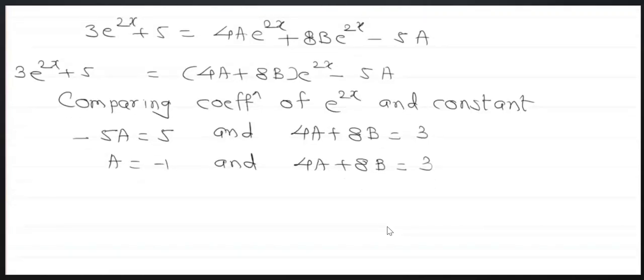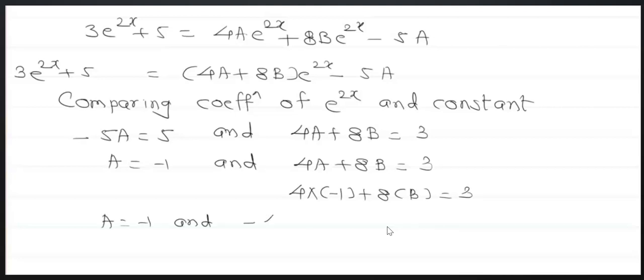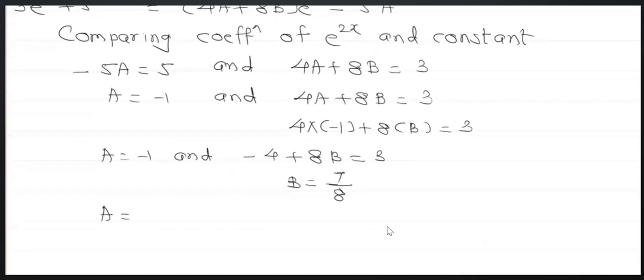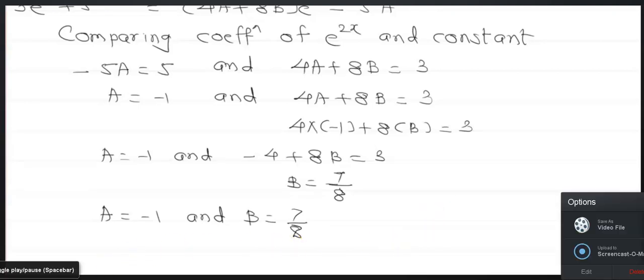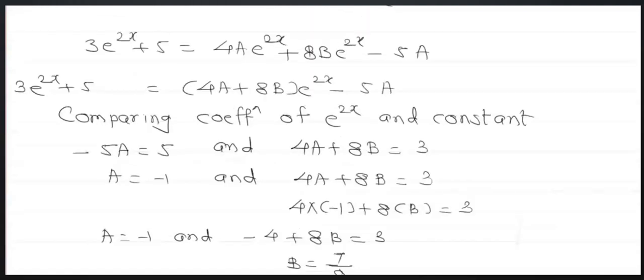Now 4a plus 8b is equal to 3. Substitute the value of a, which is minus 1. That is 4 into minus 1 plus 8b is equal to 3. Therefore minus 4 plus 8b is equal to 3. Therefore 8b is equal to 7, that is b is equal to 7 upon 8. a is equal to minus 1 and b is equal to 7 upon 8.